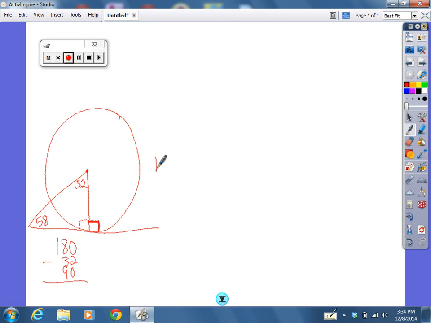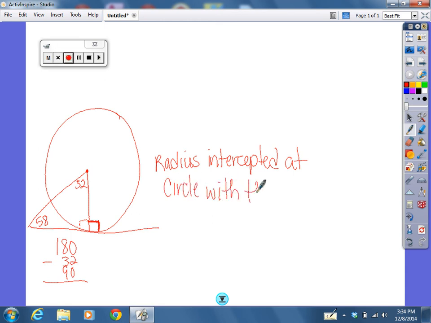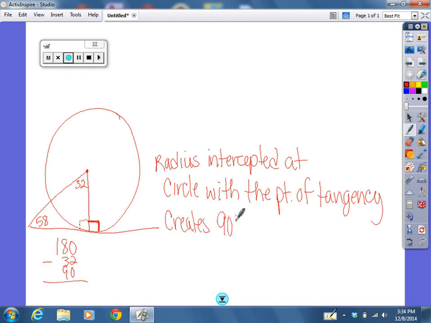Okay, so a radius intercepted at the circle with the point of tangency, that point where the tangent and the radius meet is the point of tangency, creates that 90-degree angle. Okay, remember that? Creates that 90-degree angle.